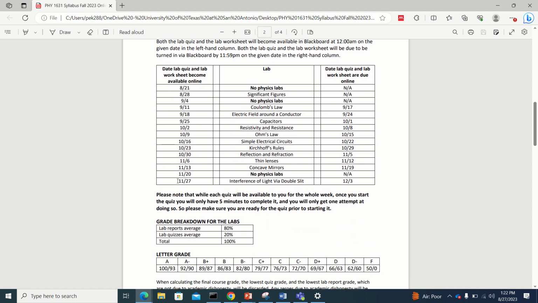Now, each week for each lab, you will have a quiz. So your quizzes are going to be 20% of your grade. The quizzes are going to be 5 minutes long, and they're going to be multiple choice, and they're going to be over all the course content that we have for that week. So for example, on the 11th, you're going to be quizzed over Coulomb's law. So please read the worksheet and all the literature related to that worksheet, and that's where the quiz questions are going to be coming from.